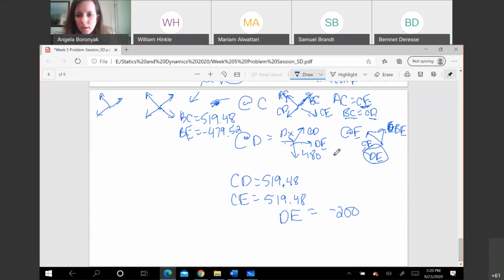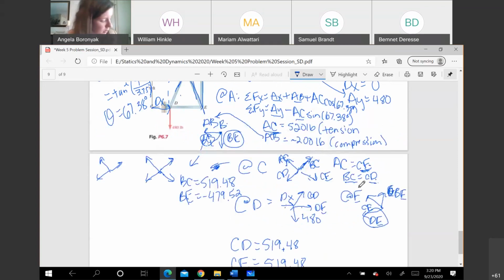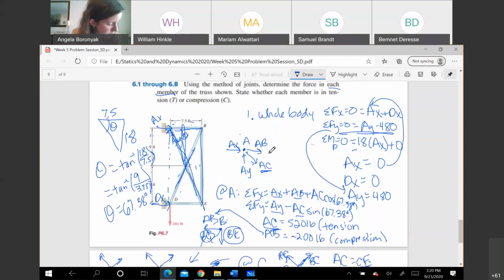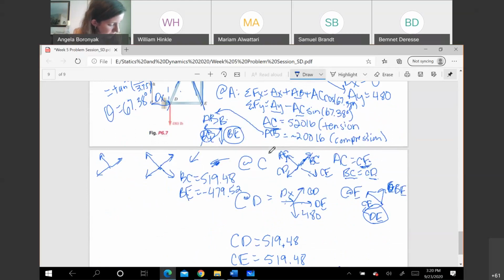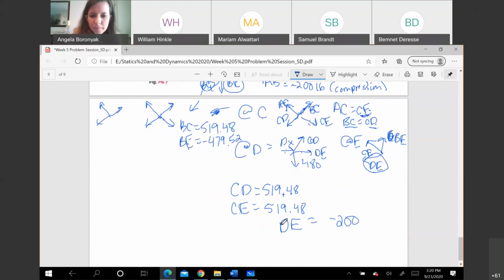AC equals CE. Yes, why did I write that wrong? AC is 520. AC has to equal CE. I wrote that as CE when it's CD. But both of them weren't that.